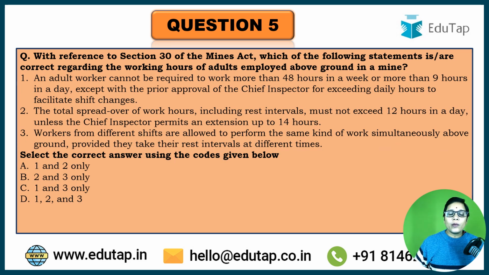So moving on to our next question with reference to section 30 of the Mines Act, wherein they look into hours of work above ground. Which of the following statements is or are correct regarding the working hours of adults employed above ground in a mine? First, an adult worker cannot be required to work for more than 48 hours in a week or more than 9 hours in a day except with the prior approval of the chief inspector for exceeding daily hours to facilitate shift changes. ये true है, उससे ज़्यादा वो काम नहीं कर सकते.